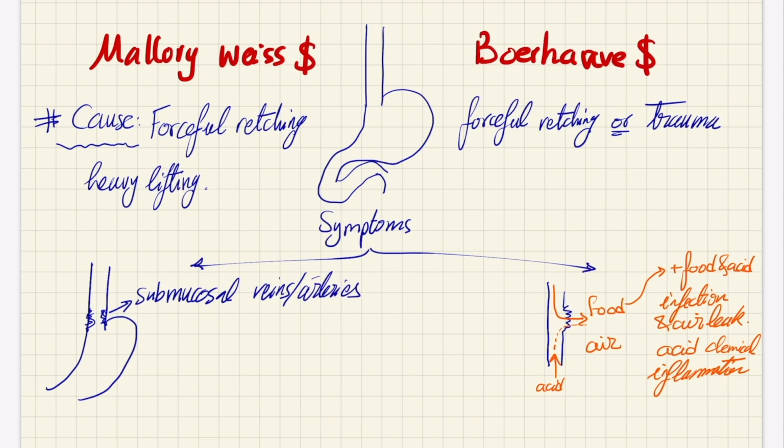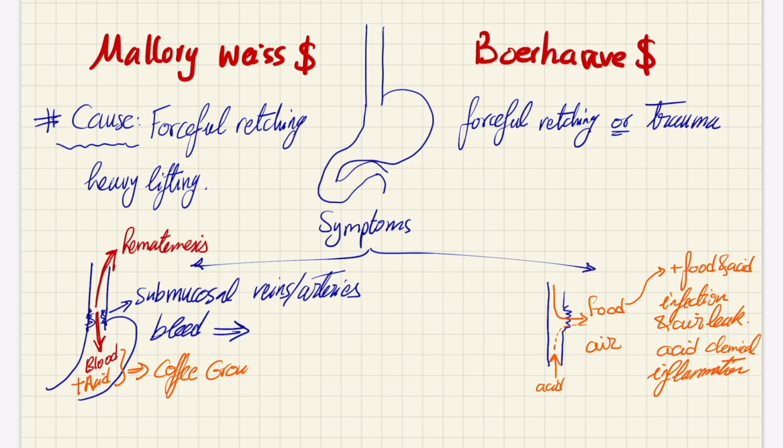For Mallory-Weiss, we will have bleeding because of the submucosal tear of the veins and arteries. The blood will go to the stomach, and with acid, it will be digested. This will give us coffee ground emesis. Or we will have hematemesis, which means that we will have vomitus with blood. So hematemesis and coffee ground emesis.